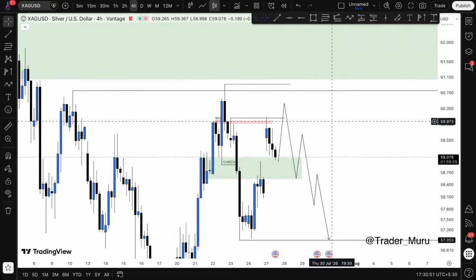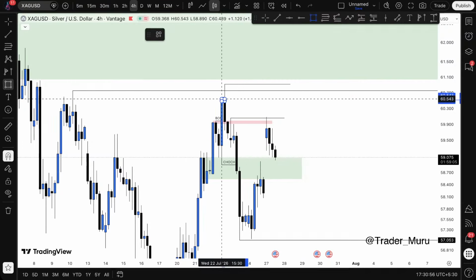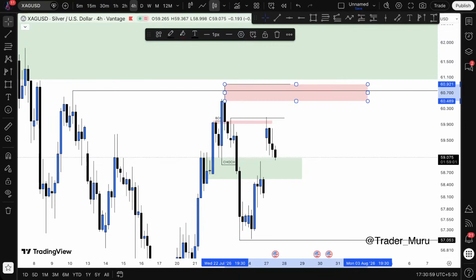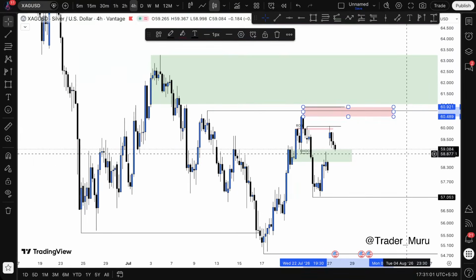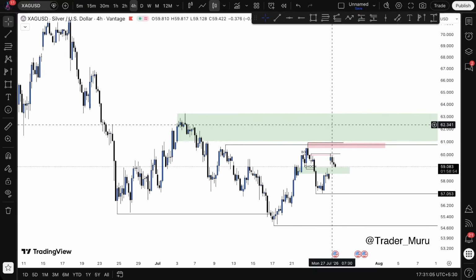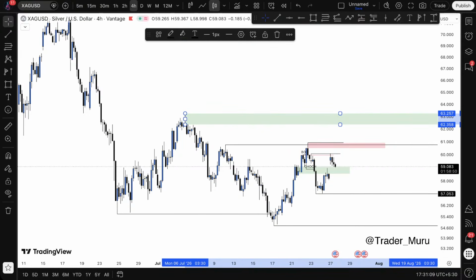For silver, if you want to open a sell position, you should wait for this area, this red zone around 60 to 61. And if this area flips, then price will try to test here, 62 and 63.